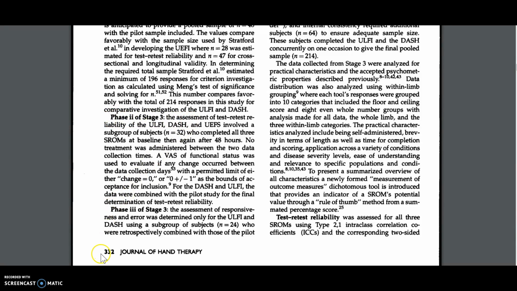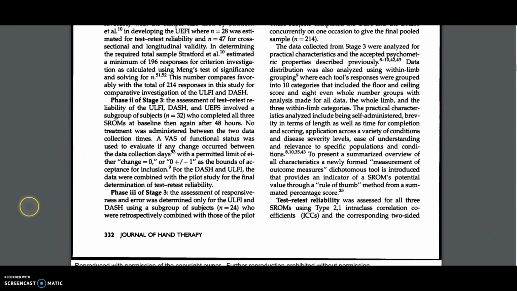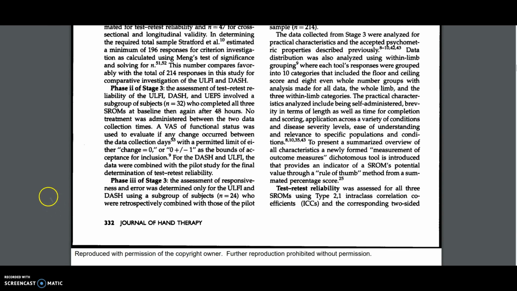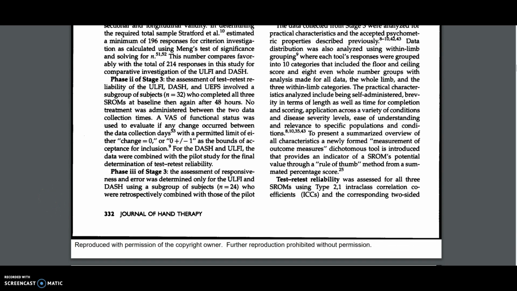The assessment of test-retest reliability of the ULFI, DASH, and UEFS involved a subgroup of subjects, 32 total, who completed all 3 SROMs at baseline and then again after 48 hours. So, in phase 2 of stage 3, to test test-retest reliability, they provided a total of 32 subjects all 3 of the outcome measures. They gave them the DASH, the ULFI, and the UEFS at baseline. So they gave it to them initially. And then 48 hours later, they gave them the exact same questionnaires again.